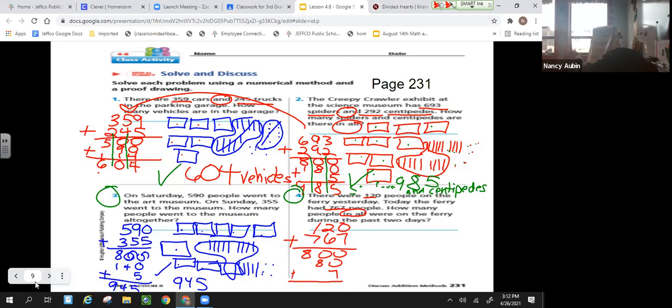So what do we get? We add them all. 800, and it won't show on there, sorry. 887. Did anyone get something different? Let's check it with our proof drawing. 120, and then you need 7 of these.